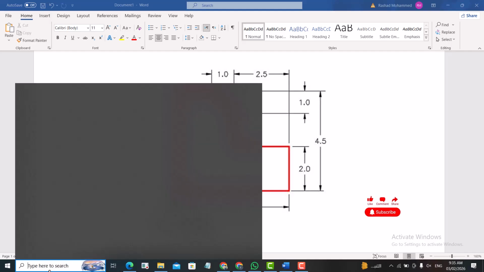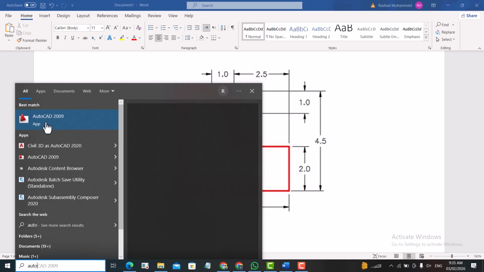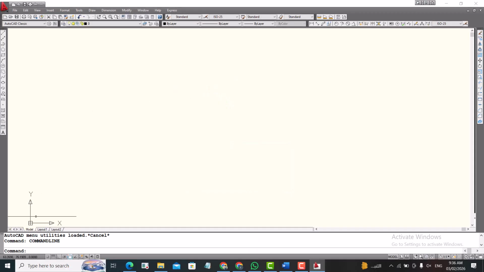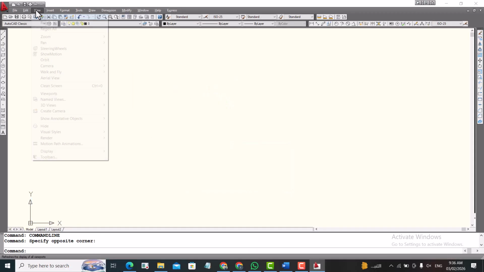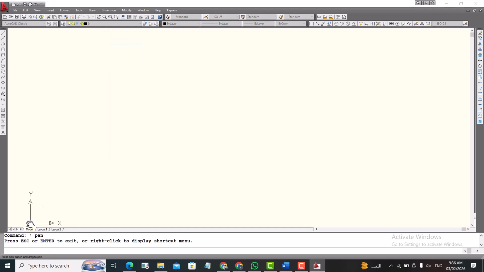Just from here, search for AutoCAD 2009. AutoCAD. Okay. We talk about Cartesian coordinates. We have Cartesian coordinate. It's a 2D coordinate. Y is positive here in this direction, and X in this direction is positive. The intersection is called start point. Y in this direction is negative, and X in this direction is negative.